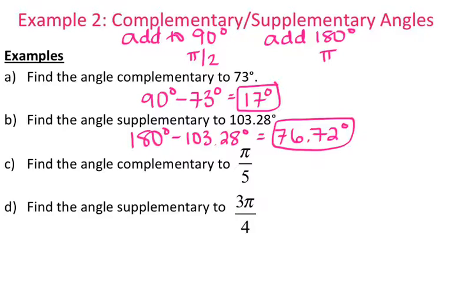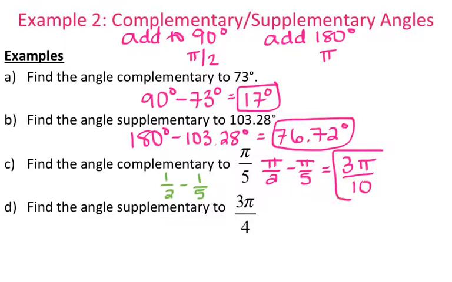For radians, they have to add up to pi over 2. So for pi over 5, I'm going to take pi over 2 minus pi over 5. If I wanted to, in the calculator, I can take 1/2 minus 1/5, and then just reattach the pi to the numerator. So 1/2 minus 1/5 is 3/10. So that's 3 pi over 10. So the complement to pi over 5 is 3 pi over 10.